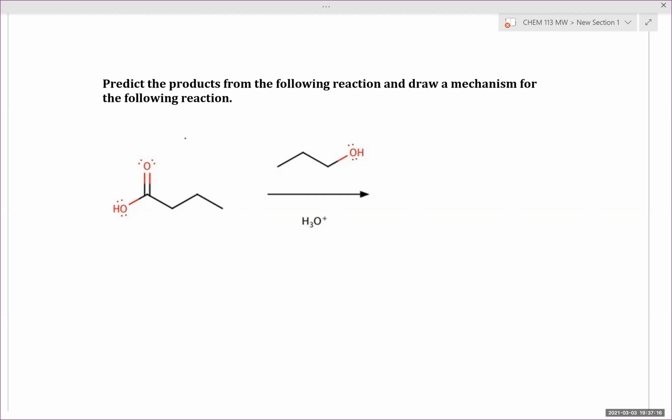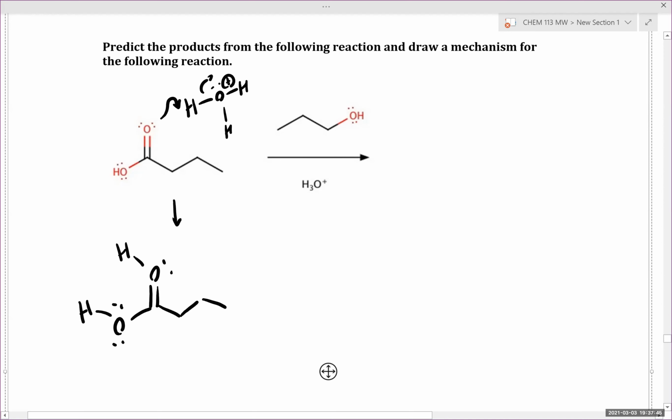Protonation, yeah. So under acidic conditions, the first step is we're going to protonate our carbonyl oxygen to activate our carbonyl oxygen. Okay, we now have a pretty reactive electrophilic carbonyl carbon. So what's going to happen next? So we have our alcohol, we have an activated electrophile. So what's going to happen then?